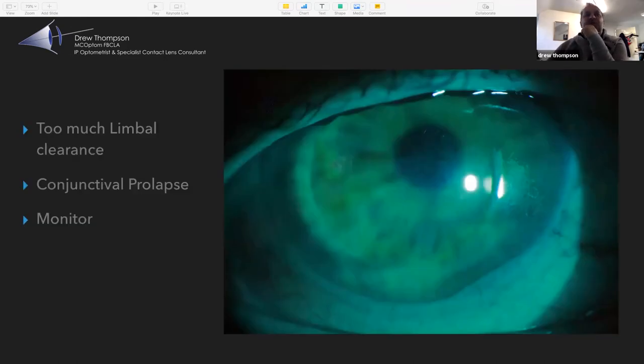You don't want too much limbal clearance either, so the lens doesn't want to be too far away from the limbus. If you do have that, you can get this conjunctival prolapse, so you can see that the conjunctiva is being sucked across the limbus at the bottom there. It's not ideal, but it's not the end of the world either. In some of these patients, you really can't avoid it, but what I tend to do if I see it is I'll monitor it, and if there's problems later down the line, if we get a lot of desiccation in that area, then we'll try and adjust the lens. But in a lot of cases, it can be difficult.